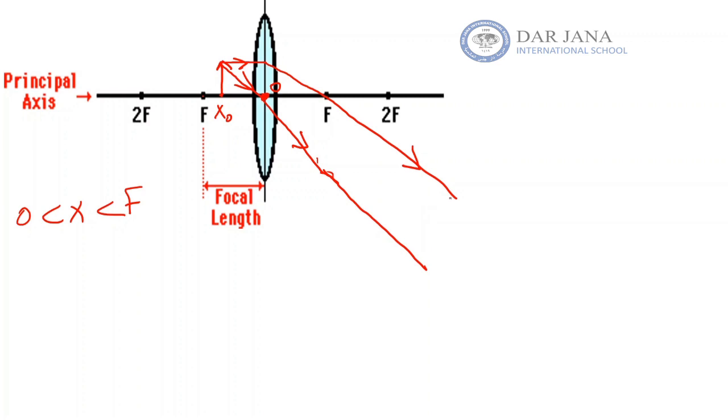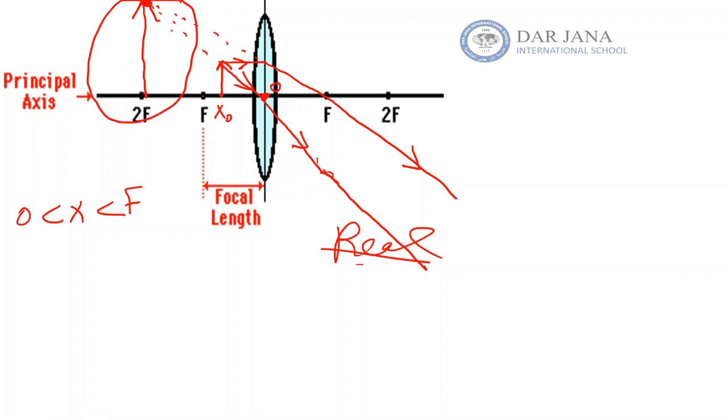That doesn't make sense. No, they intersect, but not here. Not on the real side. They intersect here. We can do this. They intersect virtually. It's not on 2F. It's not drawn to scale. So as you see, we get the image here. So the object is between F and O. You have to memorize this and practice them at home.